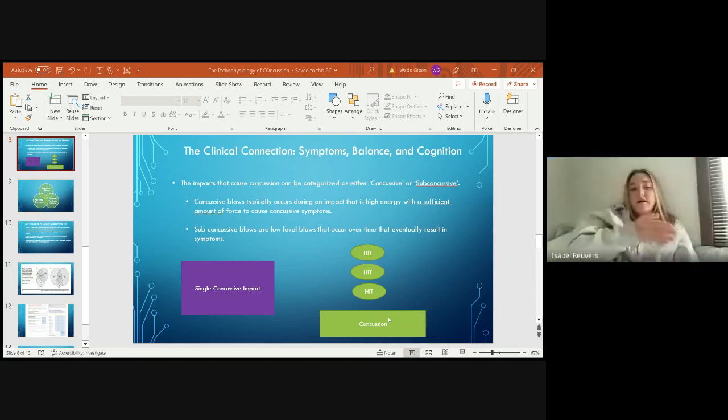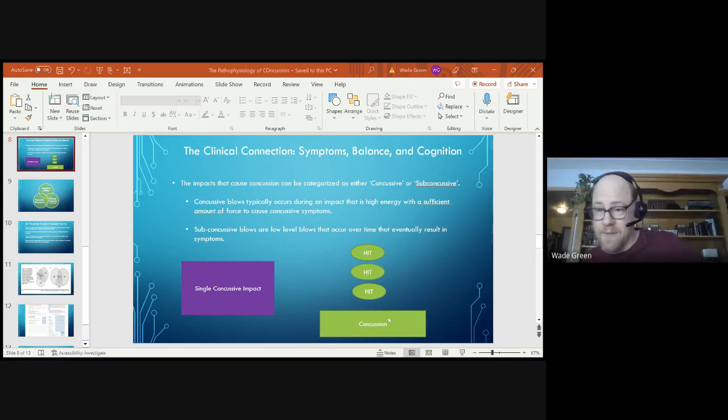So basically, the whole protocol, the day by day thing, still is the same. Yeah, nothing changes based on that mechanism. The only point that was being made there is that there are two ways, generally speaking, that someone can become concussed: through a high energy concussive blow, or through a series of subconcussive blows.